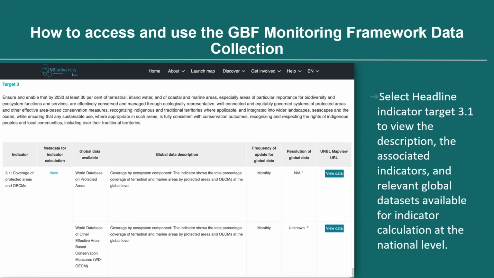The next columns provide the links of the metadata for the indicator, and the other columns provide more information on that specific target. In the next 3 columns, you can see a short description, frequency of data update, and resolution of global data. Finally, in the further right column, you can click on View Data on ENG. Next slide.